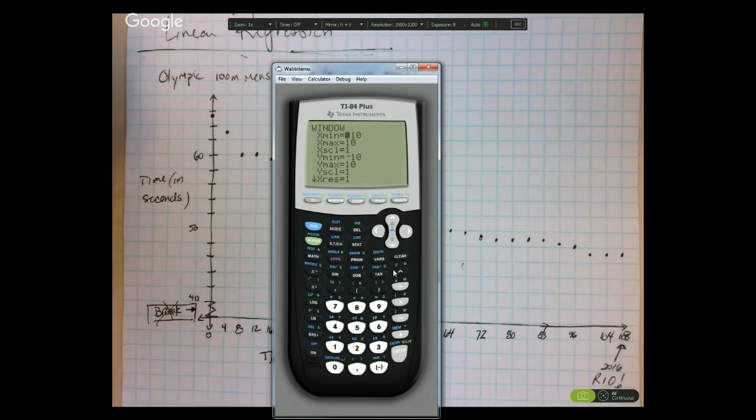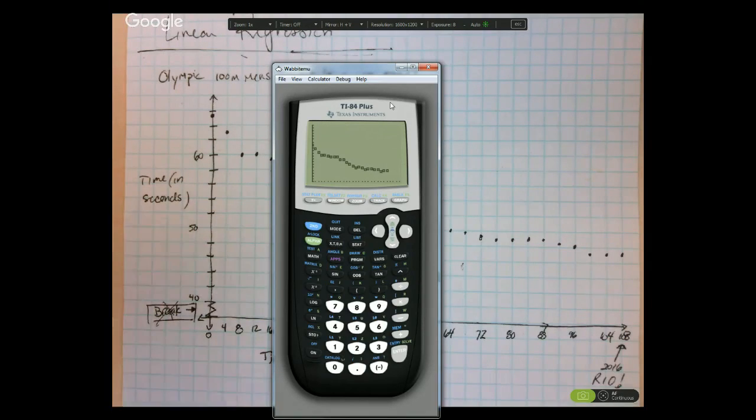Let's see, our x is time from 0 to, let's call it 112. And the scale we can do every 4 years. The y goes from, let's start it at 40, because that's where I did, up to 80. And we're going to go by 2s, because that's what I did. And graph it, and there's your data.